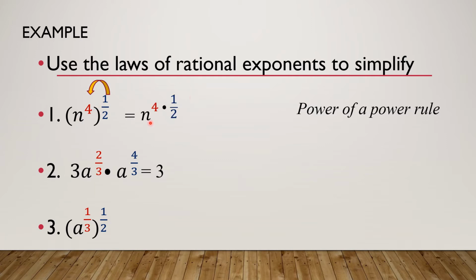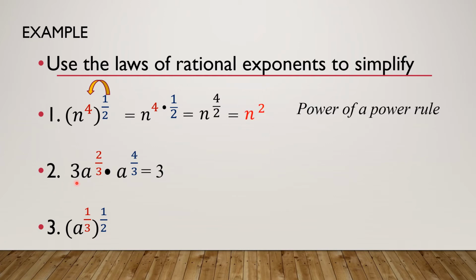So we have n raised to 4 times 1/2. Again, copy the base n, then multiply the exponent. Then let's multiply. 4 times 1/2 is n raised to 4 over 2. Then we're going to simplify 4 over 2. The answer is n squared.